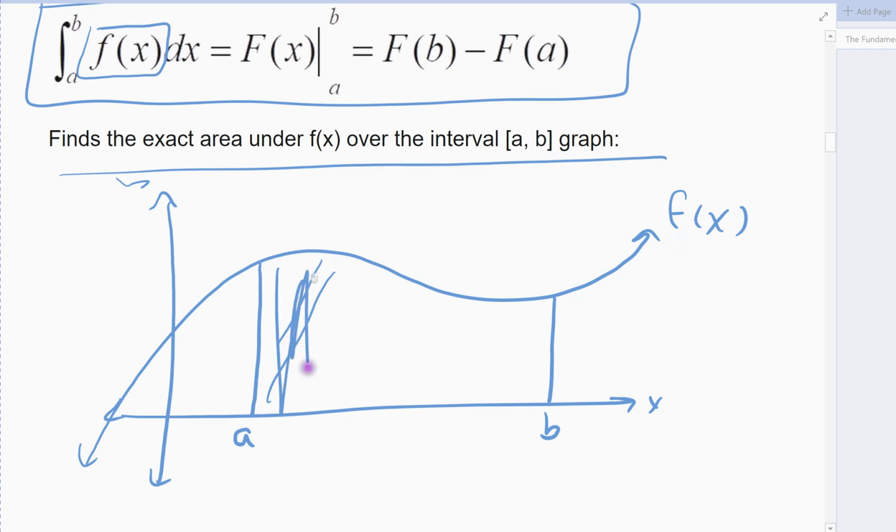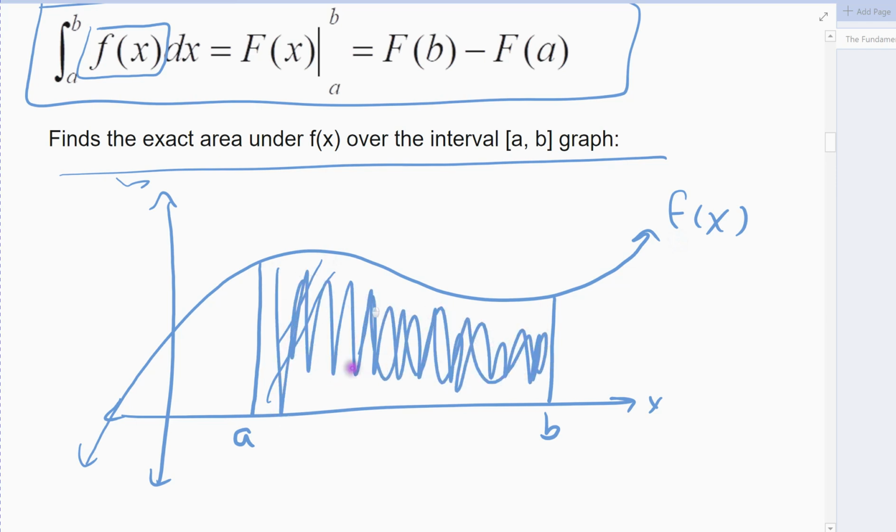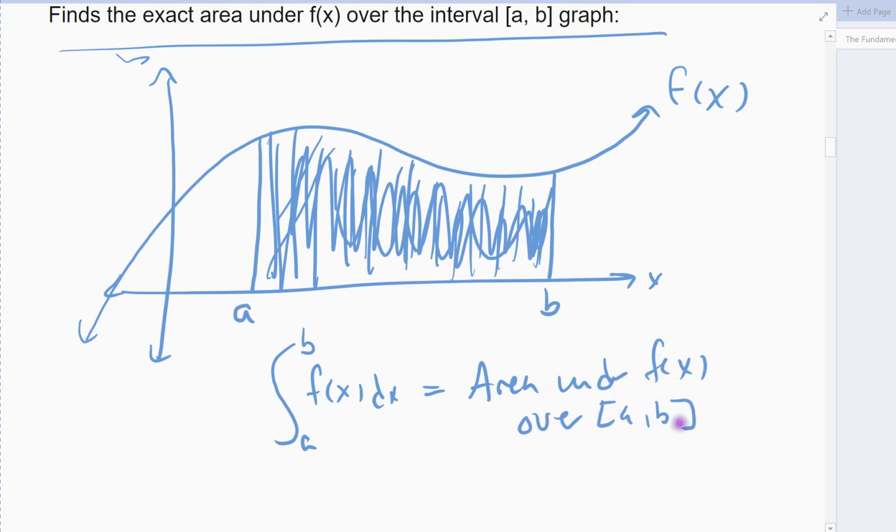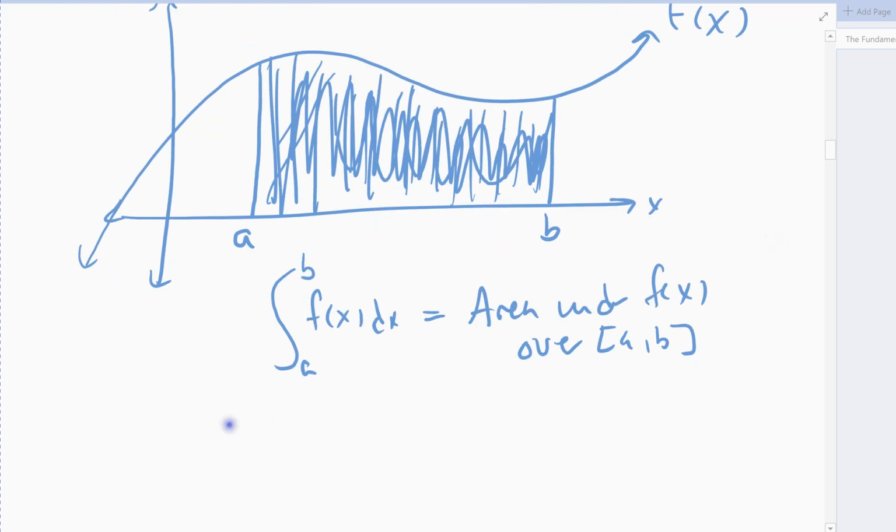When we find the definite integral, what we're doing is literally adding up every single y value of my function. And so when we take the integral from A to B of f of x dx, in this case, it does equal the area under f of x over the interval A to B. And again, the reason why is because we're literally adding up all of the y values, the function values, from A to B.